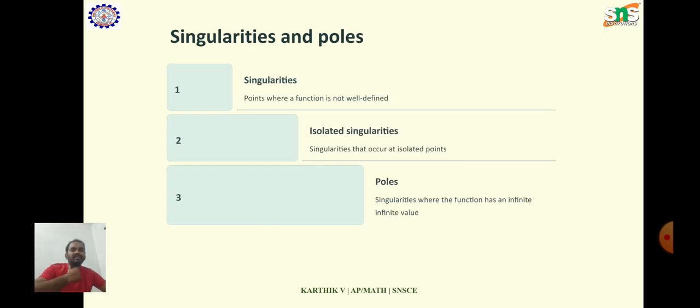Next one, singularities and poles. Singularities. A singularity of a complex function f(z) is a point in the complex plane where the function fails to be analytic. In other words, it is a point where the function behaves in a non-smooth or irregular manner. Removable singularity. At a removable singularity, f(z) is undefined at the point, but it can be filled in with a single value to make the function analytic at that point.